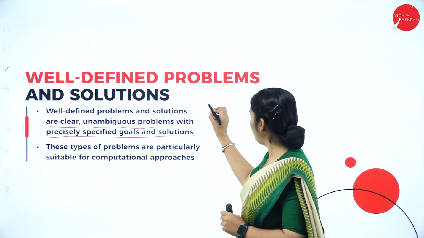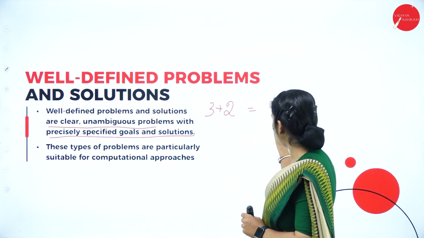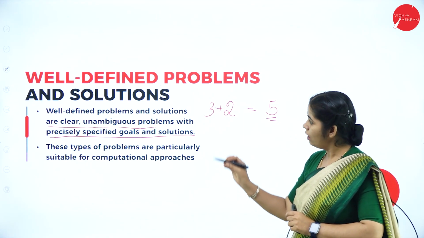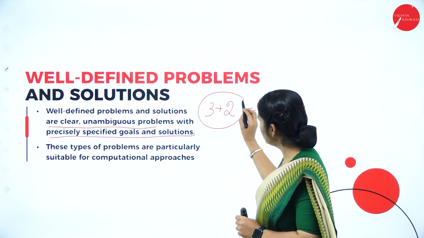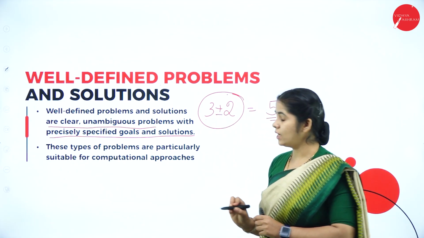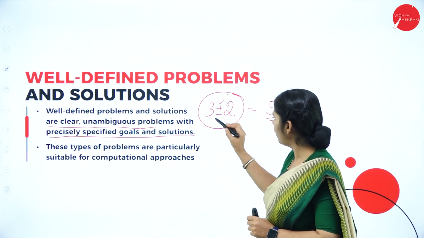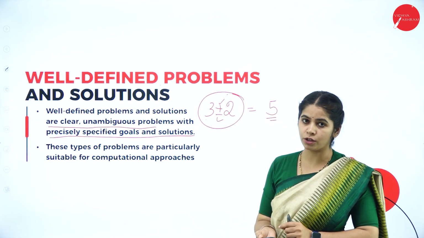If I give the value 3 plus 2, I know the precise value, that is 5. We should define a problem such that there is no ambiguity. If I give plus or minus, it will be ambiguous, right? So you don't know whether you have to go for addition or for subtraction.